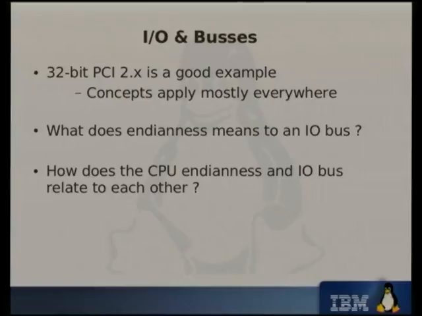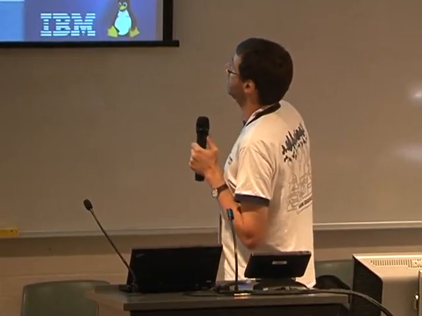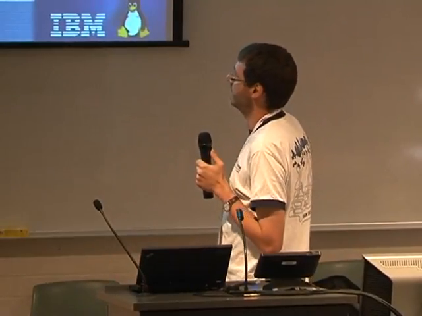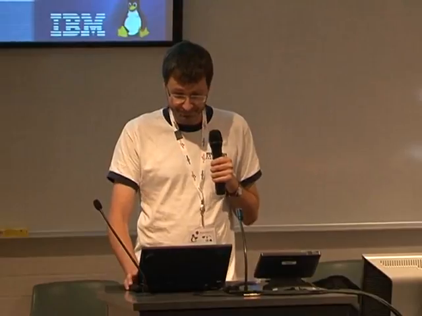I'm going to start with an example: a hypothetical CPU with a very simplistic 32-bit wide bus, connected to 32-bit legacy PCI 2.x, which is a good example. The fundamental concepts apply to pretty much everything out there. So we have two 32-bit buses connected to each other. What does endianness mean in the context of an I/O bus, if anything at all? And how do the CPU, endianness, and the I/O bus relate to each other?